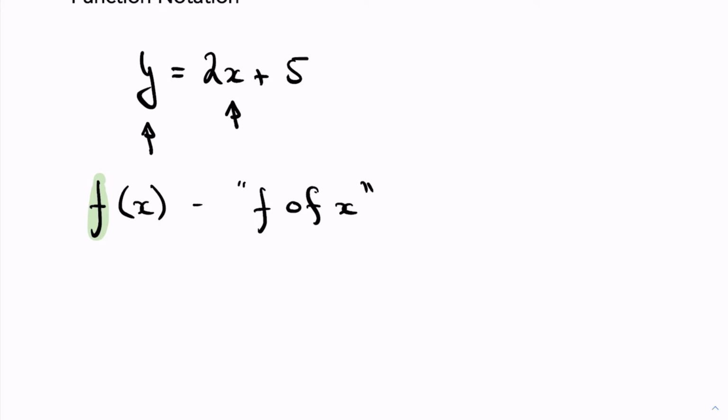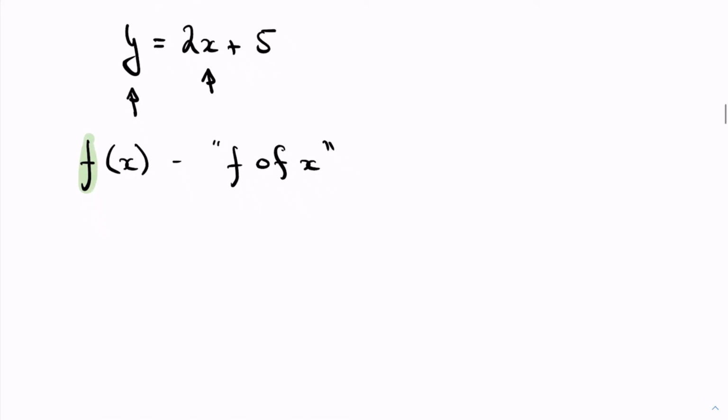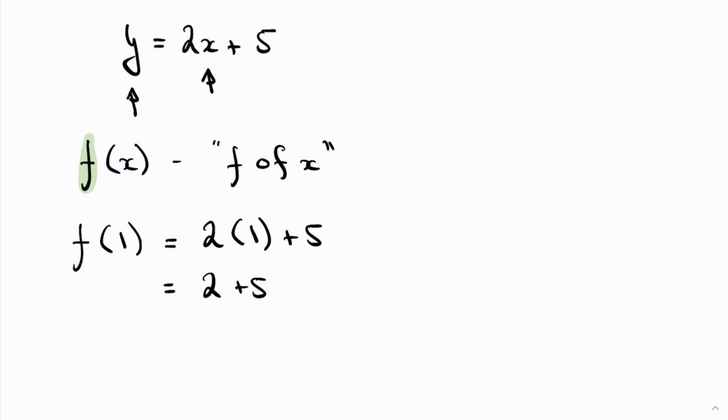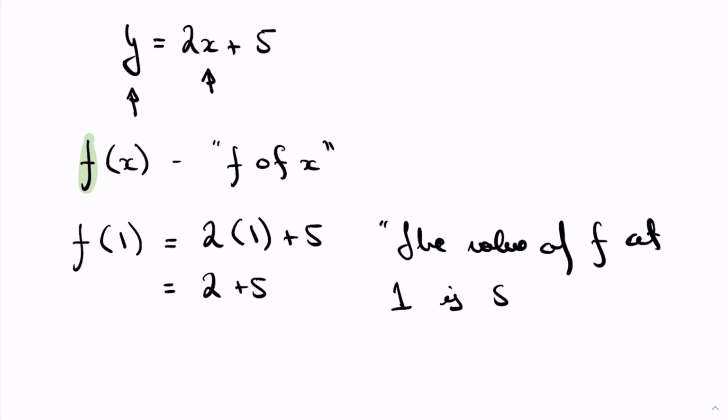Okay, how do we use this? Well, let's say I wanted to evaluate the value of the function at 1. Well, I would just plug in 1 for x on the right hand side and evaluate. So this will give me 2 plus 5. So we say the value of f at 1 is 5. I'll write that down. The value of f at 1 is 5.